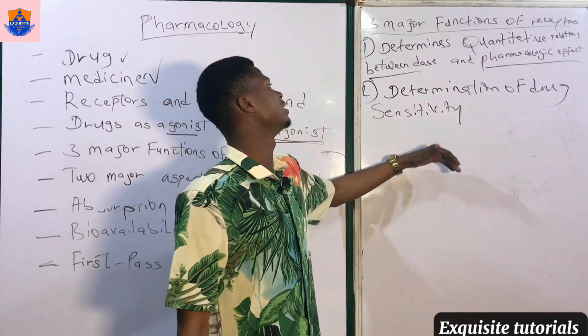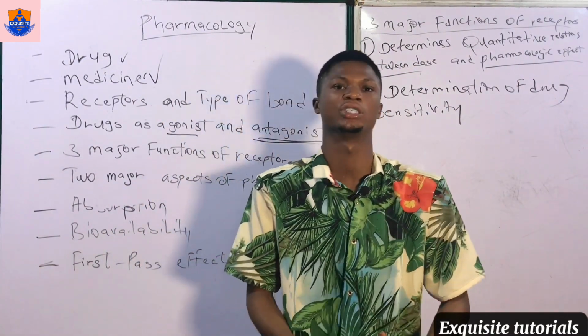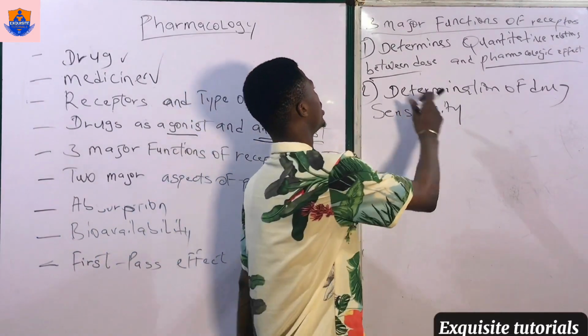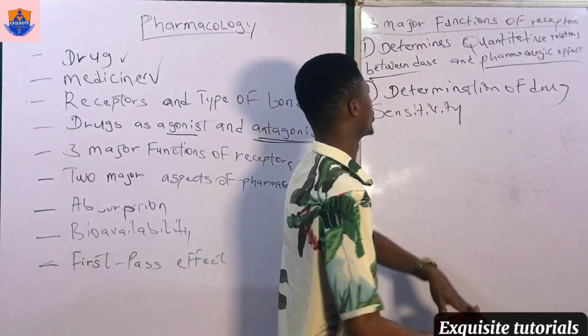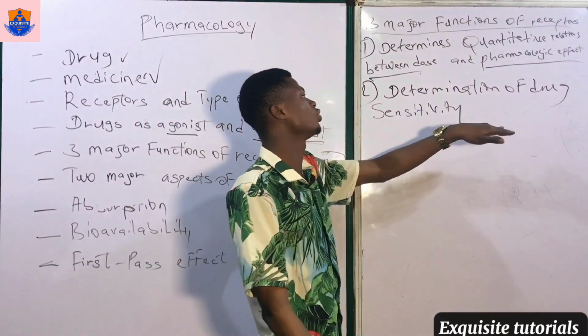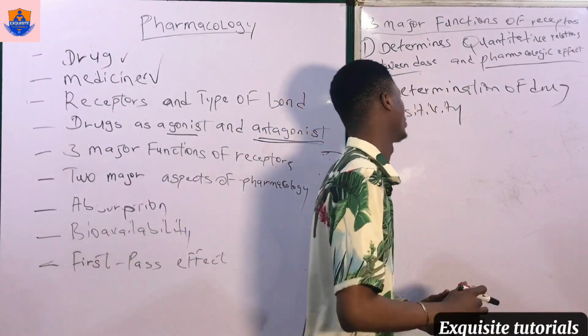So, receptors are very important in drug formulations, because without having an idea of the relationship between receptor and drugs, you don't know the right dose to give, and you're not going to know the right drugs to give because you don't know the right drugs that will bind to a particular receptor.